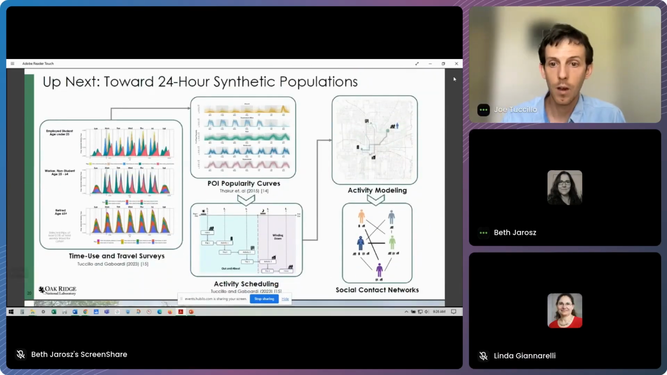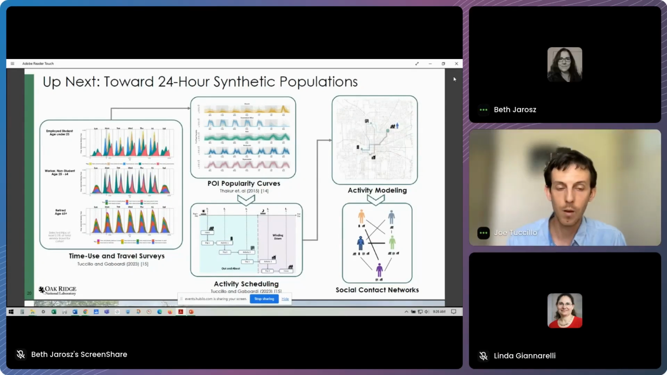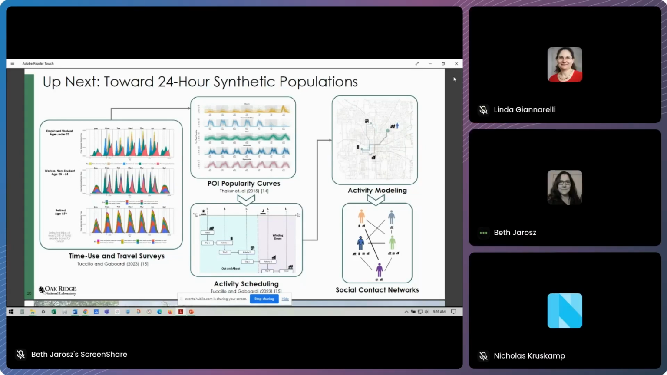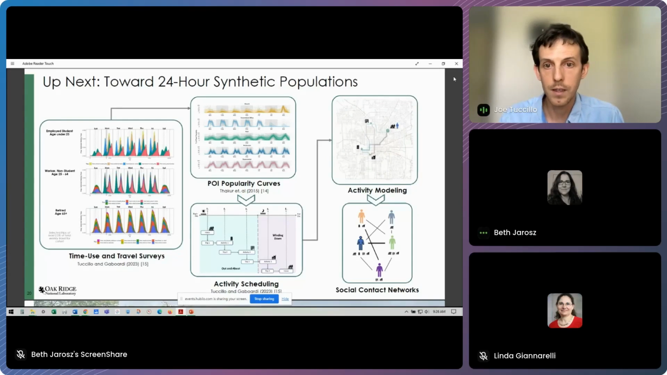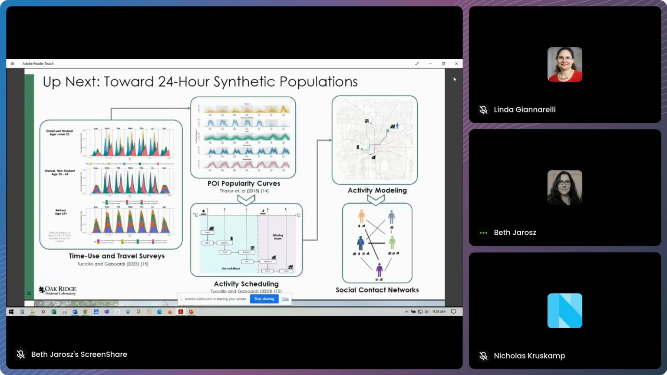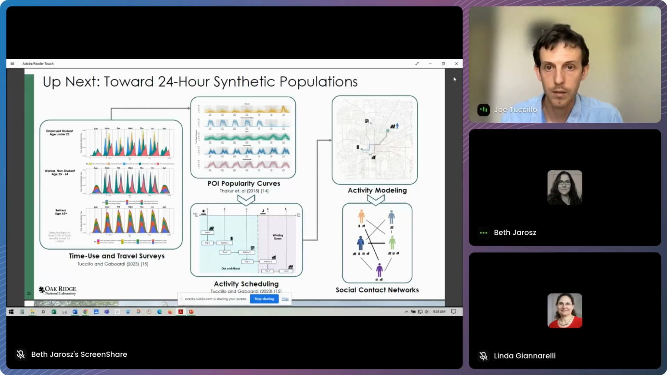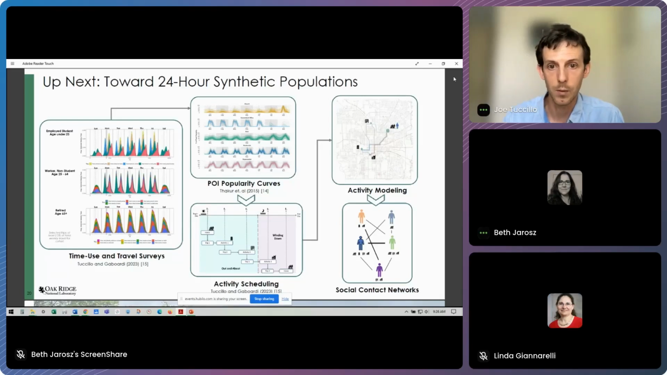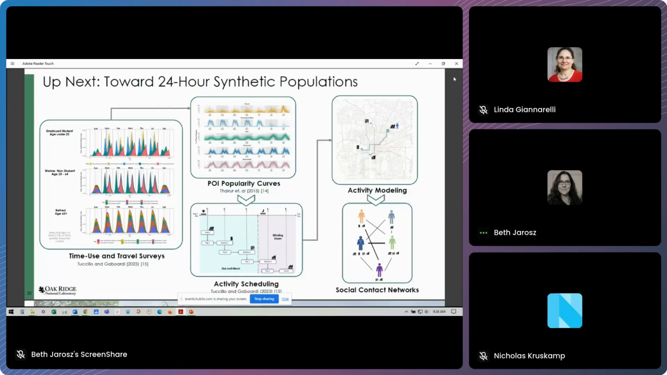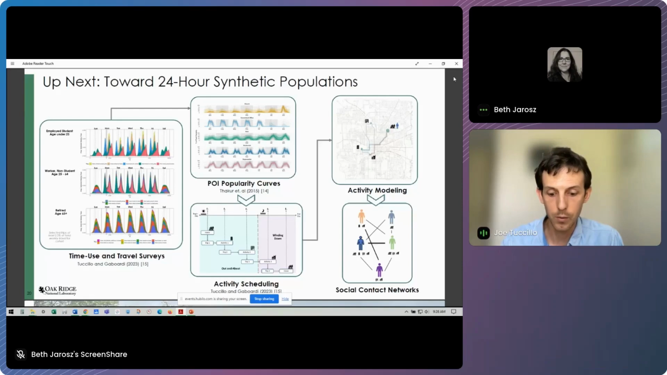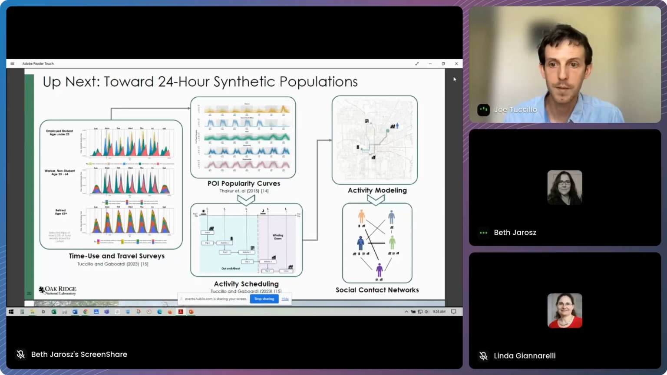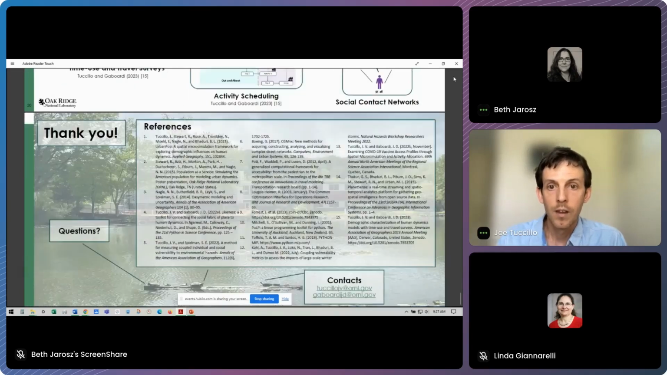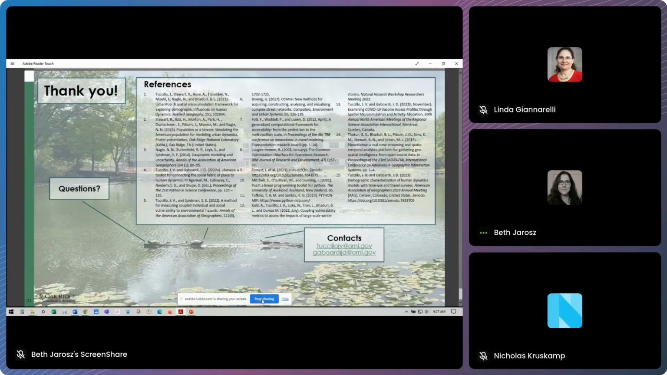So going forward, we're hoping to borrow from all of these different capabilities that we've built up for likeness and begin to model 24-hour synthetic populations. That will require ingesting new ancillary data sources like time use and travel surveys to understand travel behavior by different demographic and socioeconomic cohorts, and incorporating a wider variety of POI popularity types by modeling demand from data sources like popularity curves. This allows us to generate synthetic activity schedules for our synthetic populations and model activities in a way that generates more complex outputs approximating human dynamics in social systems, like social contact networks and occupancy. Next slide. So with that, I want to thank you for your time, and I'll welcome your questions and feedback.